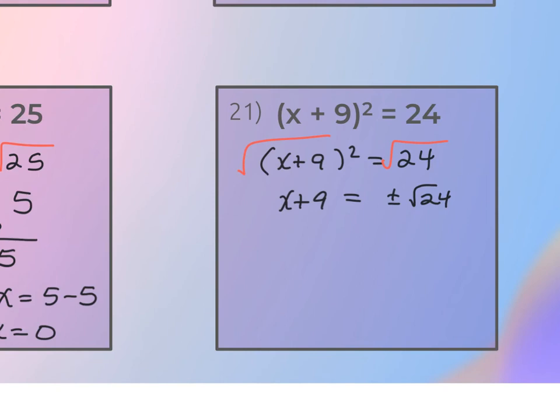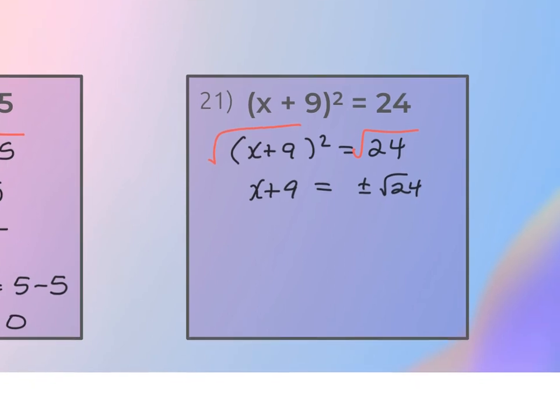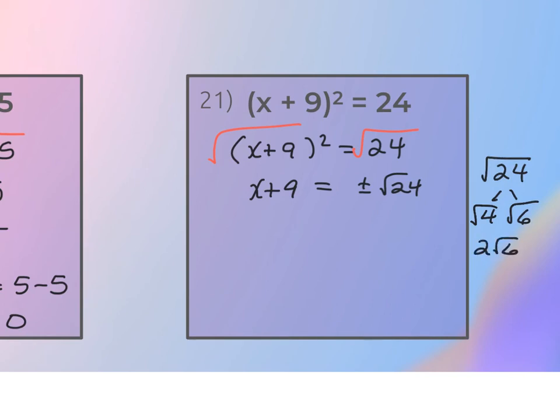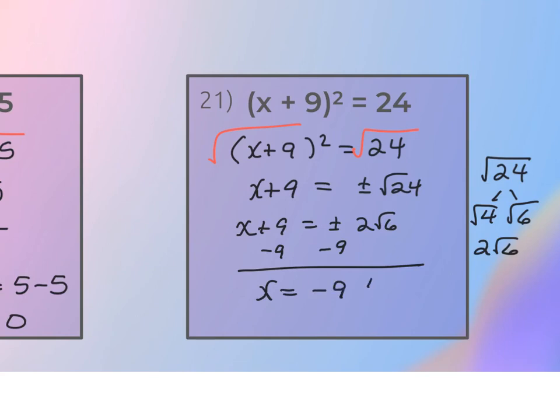So I need to simplify the square root of 24. I could do 4 times 6. 4 is perfect. 6 only becomes 2 times 3. No pairs in there, so I'm going to leave it as radical 6. So x plus 9 is equal to plus or minus 2 times the square root of 6, and then I need to move the 9. So x is equal to negative 9 plus or minus 2 square root of 6.